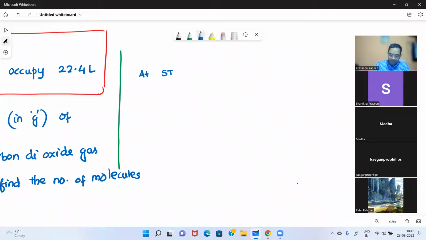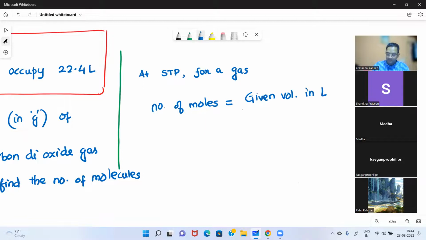So at STP, for a gas, number of moles is equal to given volume in liters divided by 22.4. Suppose it is given in ml, then you can convert it into liters and substitute in the same formula, or you should change the denominator to 22,400 cc or ml. Don't worry about this. You can take this down as given volume in liters divided by 22.4.